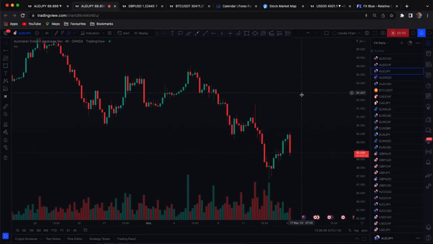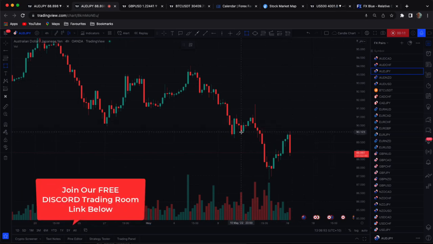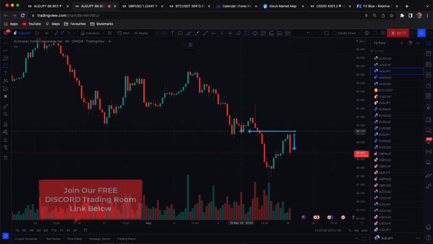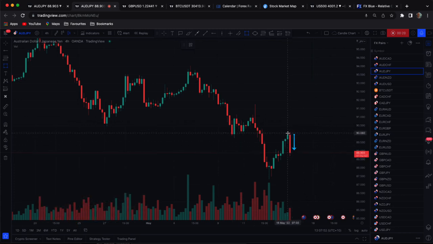Aussie yen, this is actually a trade setup that I sent to my Discord group on Friday. The thing was, we're looking for the pullback back up into resistance here to short it. That was a nice trade. At the moment, I'm thinking I want to get involved with this.